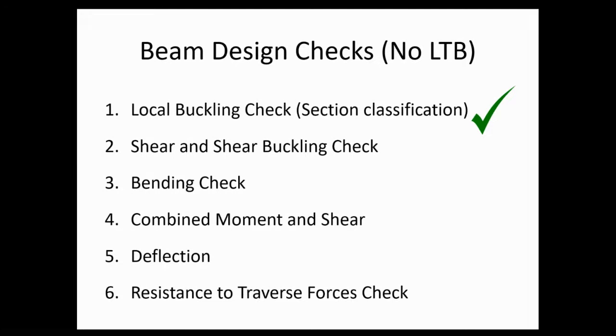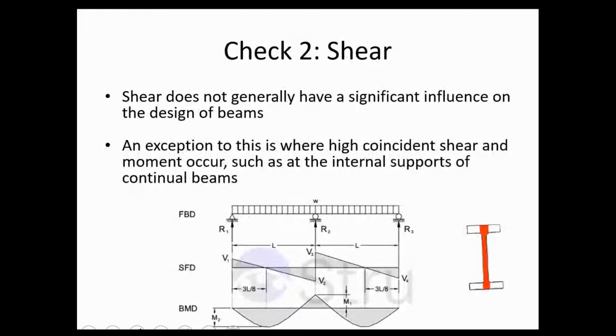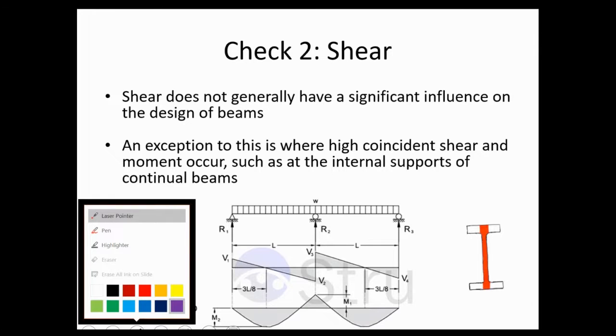Okay, so we've done the local buckling check now. So now we're on to the shear buckling check, the design shear. The shear doesn't normally have a significant influence on the design of beams, unless we have something like in the example down below here, where we have got.